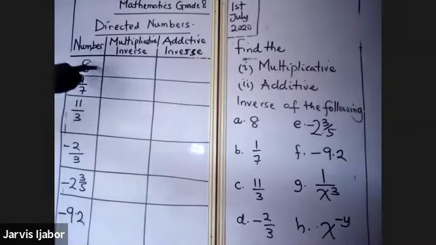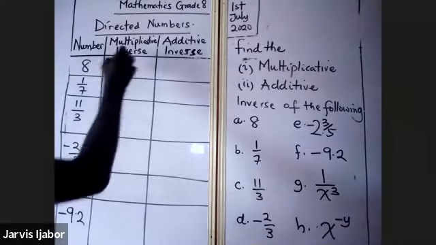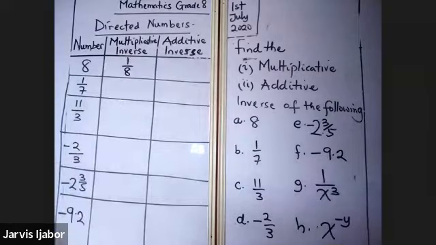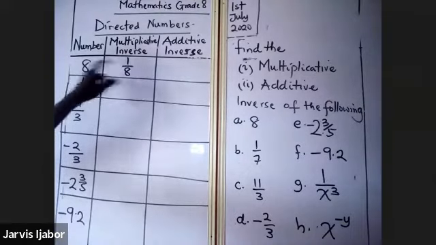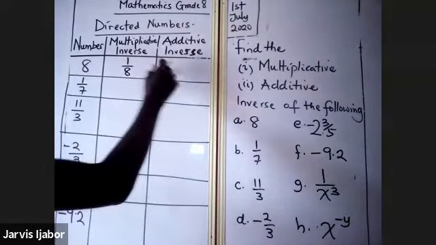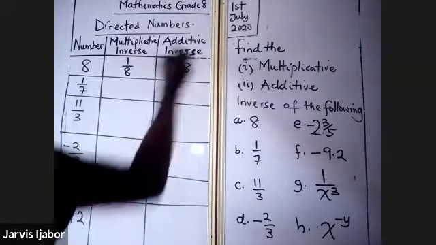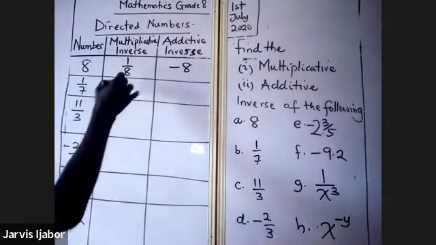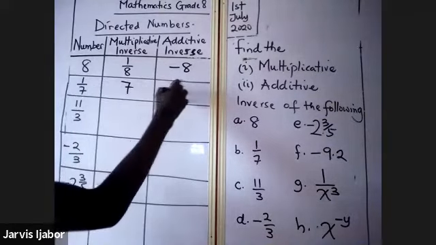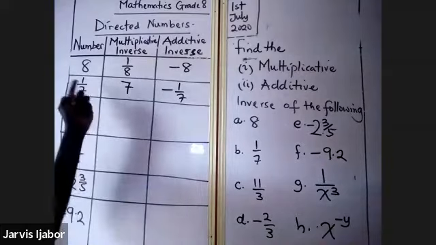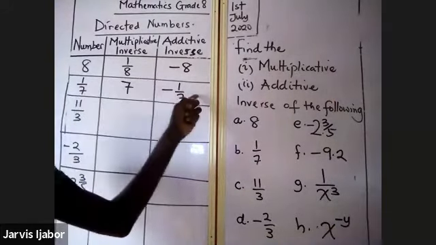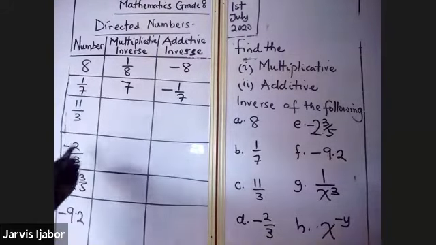For the first one, the multiplicative inverse will be 1 over 8. We said that it's two numbers you multiply to get 1, and this is simply the reciprocal of this. For the additive inverse, it will be negative 8. For this, it will be 7. For this, it will be minus 1 over 7. Notice that for the additive inverse, if the number is negative, it will now be positive. If the number is positive, it will be negative.